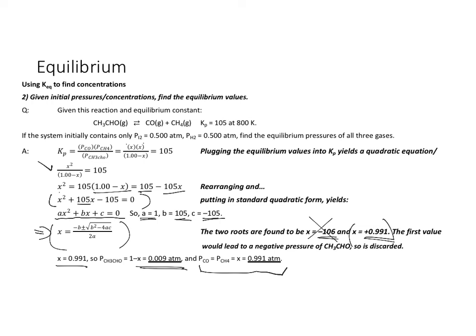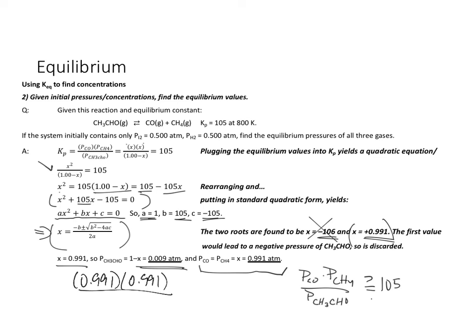Now, there are a lot of places for us to have made minor math errors. The beauty of this particular method and the beauty of using equilibrium constants is that we can now take these calculated values and ask ourselves, is the pressure of CO times the pressure of CH4 divided by the pressure of CH3CHO equal to 105? Let's move over here to the left-hand side of the board and simply do the math. The pressure of CO was found to be 0.991. Pressure of CH4 also 0.991. And the pressure of CH3CHO was found to be 0.009.